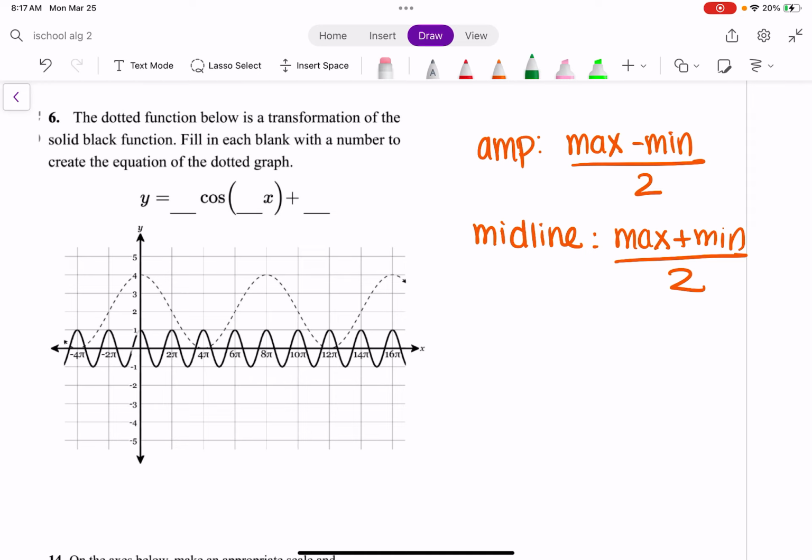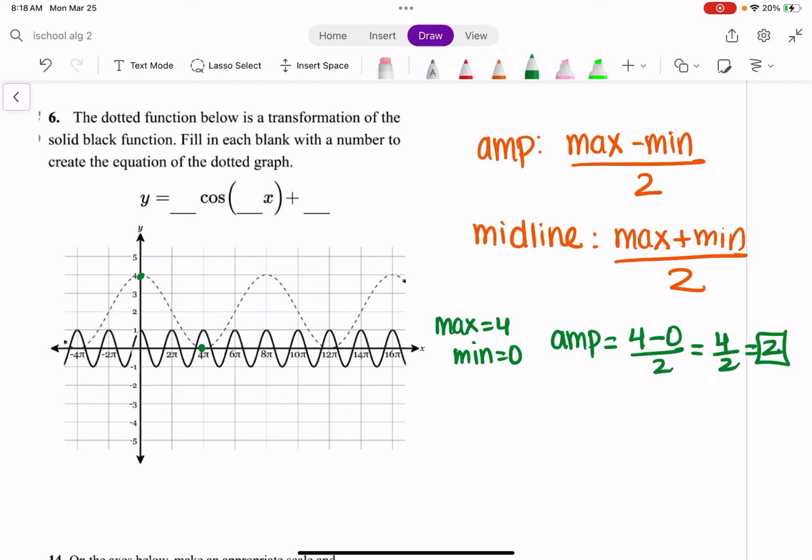So first things first, I'm going to find the amplitude, okay? So I know my max is 4. So my max equals 4, and my min is just at 0. So if I plug that into the amplitude formula, I'm going to have 4 minus 0 divided by 2, which is 4 divided by 2, which is 2. So I know my amplitude is 2. Same thing for the midline. I can solve for that. So 4 plus 0 divided by 2 is 4 divided by 2. The midline is also 0.